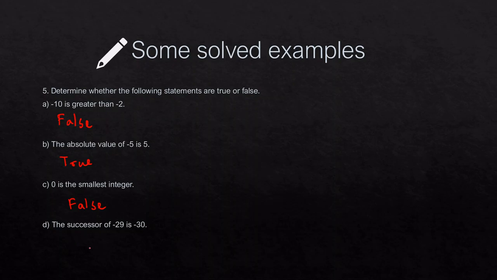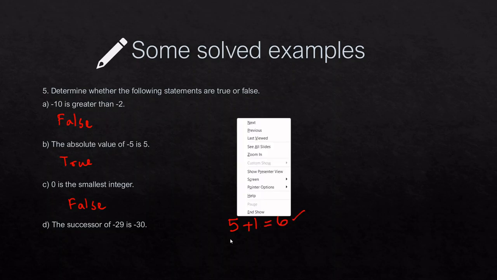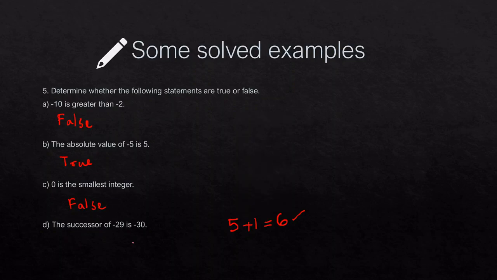The successor of minus 29 is minus 30. So what is successor? Successor means the next number. For any number, let's say 5, we add 1 to get 6, the successor. In case of this number minus 29, we have to do the same process of adding 1.